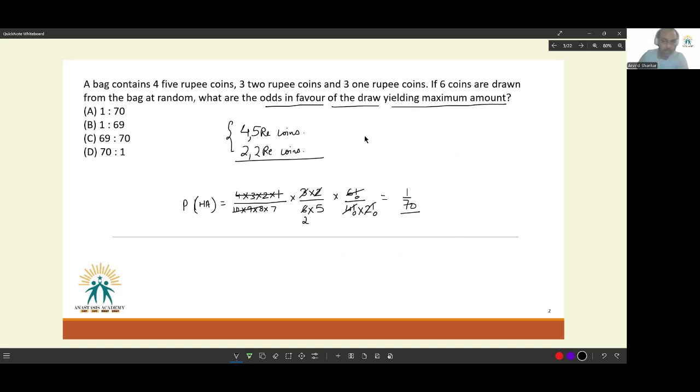But finally, the answer asked of us is not probability, it is odds in favor. And odds in favor is given by favorable outcomes by unfavorable outcomes. Favorable outcomes, the probability of that is 1 by 70, and probability of unfavorable outcomes is 69 by 70, or the final answer will be 1 by 69, or option B is the right answer.